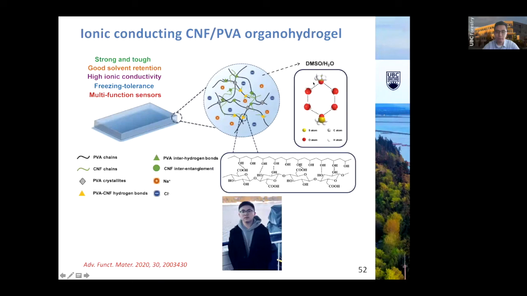And also we use a binary solvent system, DMSO and water, which can introduce not only shrinkage of the structure to make it more condensed, giving nucleation for the PVA, but also anti-freezing properties. Also, we have sodium chloride in there serving as the ionic conducting species.